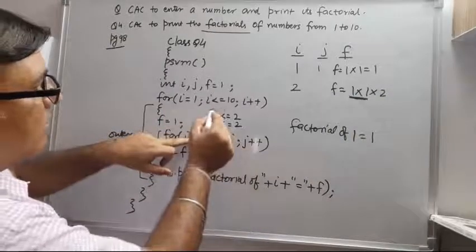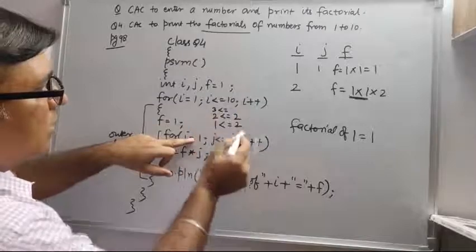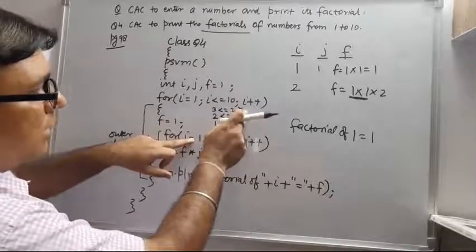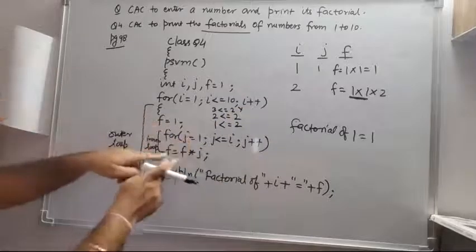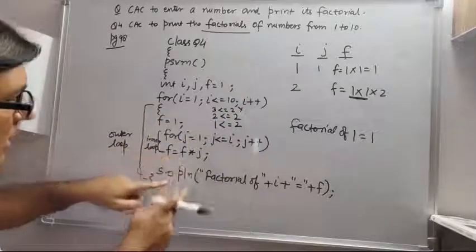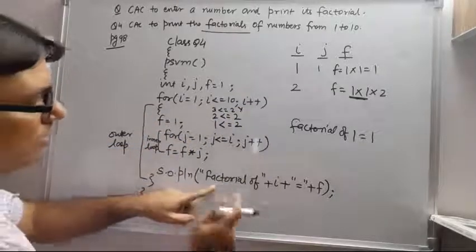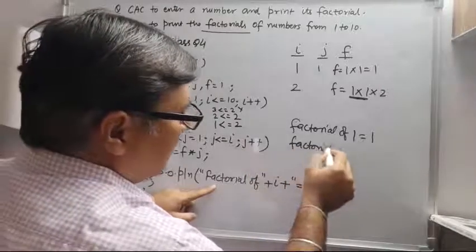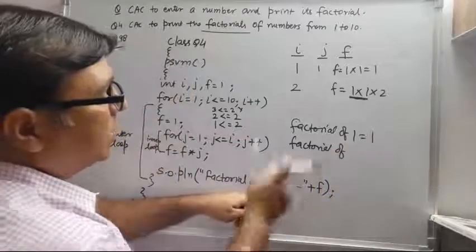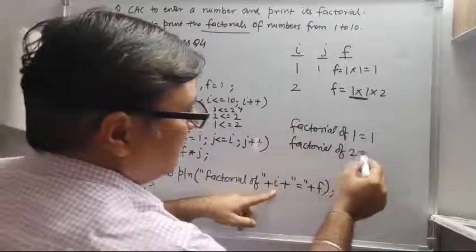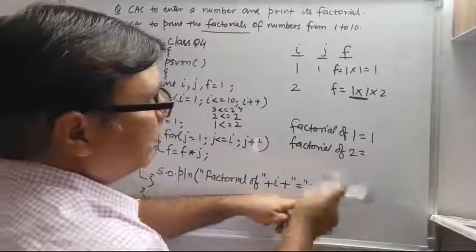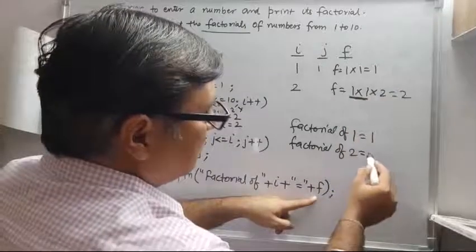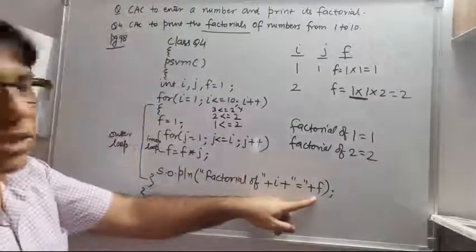This will become 3. 3 is less than equal to I. That is 2. This condition is false. So this will not run, then this statement will also not run, and this will terminate, and it will print factorial of I. What is I? 2 is equal to f. What is f? 2. 1 into 2, that is 2. This will be finally printed on the screen.